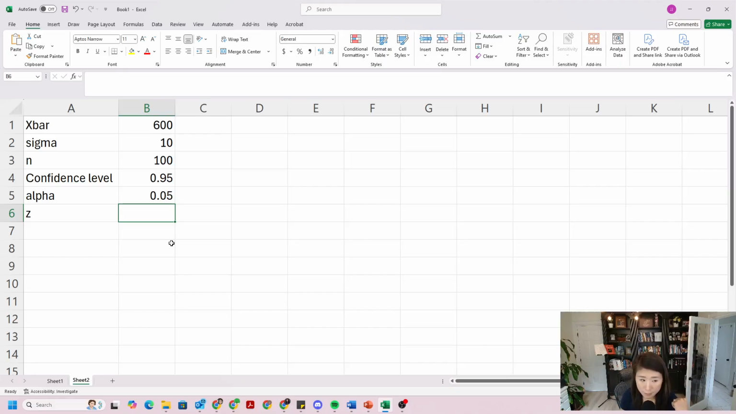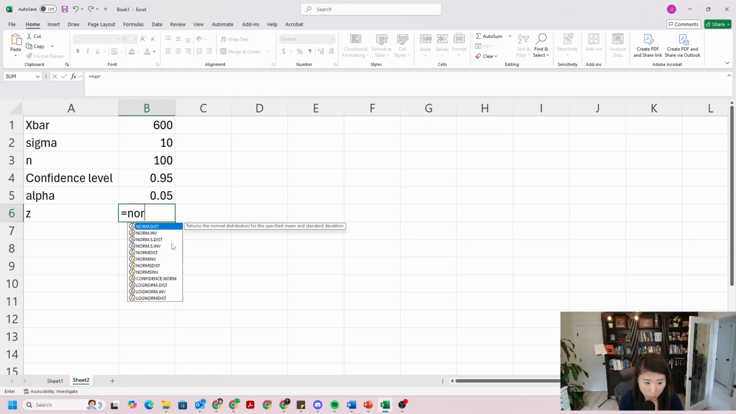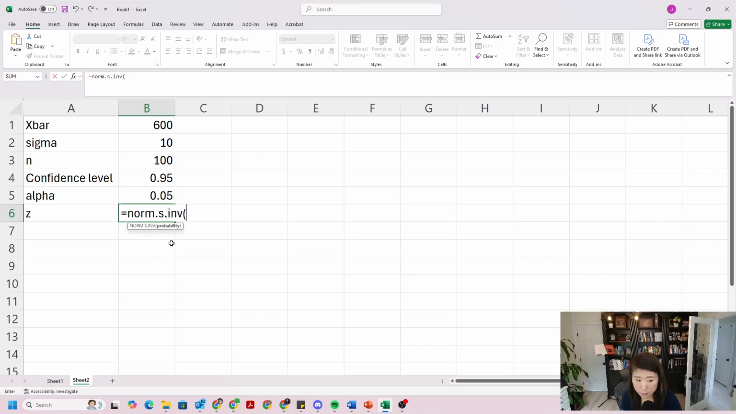For the z statistic value, the Excel formula we're using is called NORM.S.INV. This is the Excel formula that allows us to figure out the value of z alpha divided by 2. As you type in this formula, it asks for only one value inside the parentheses, called probability. So what is the value we need to use? Let me explain what value we're going to use.